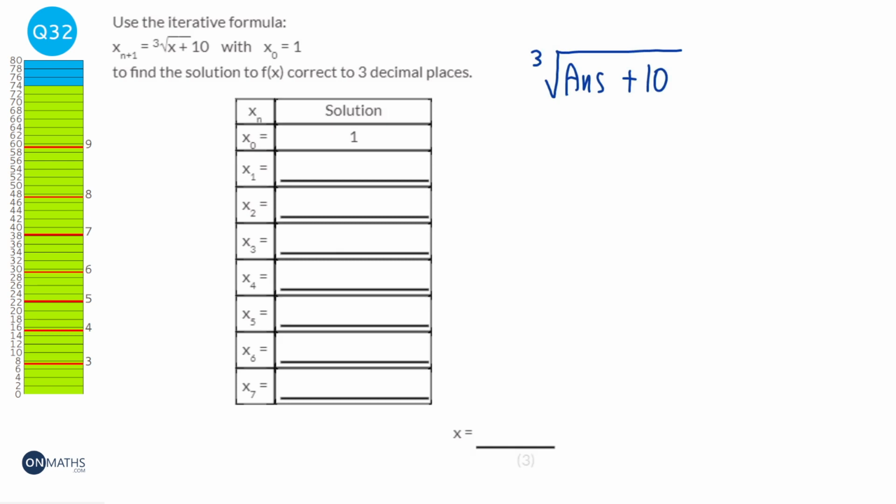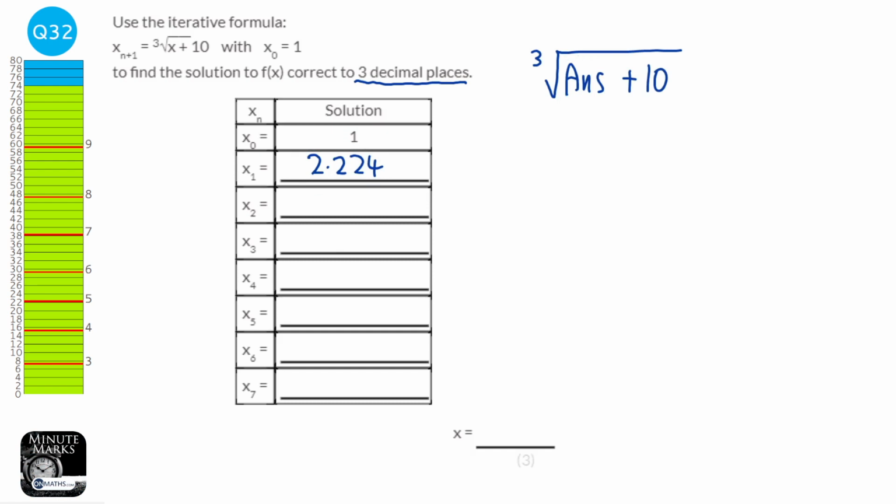When we press the equals button, it will work out what the next number is in our iteration. So if we press equals, we get 2.22398 and so on. Because we're looking for 3 decimal places, we'll work that out to 3 decimal places, so it'll be 2.224. Then all we need to do is press equals again, because instead of using the 1, it will use the 2.223980091, etc. as the answer.